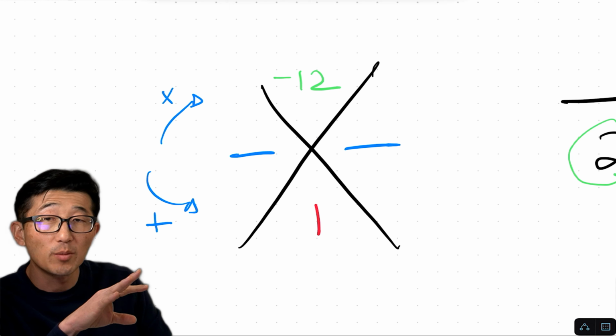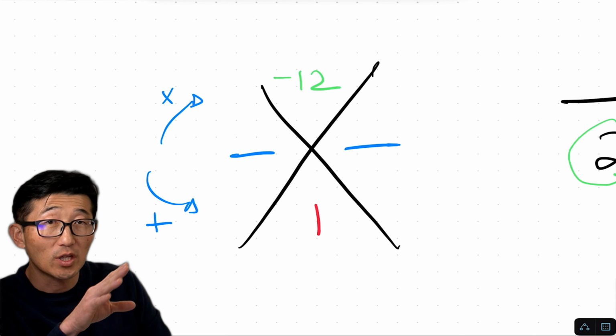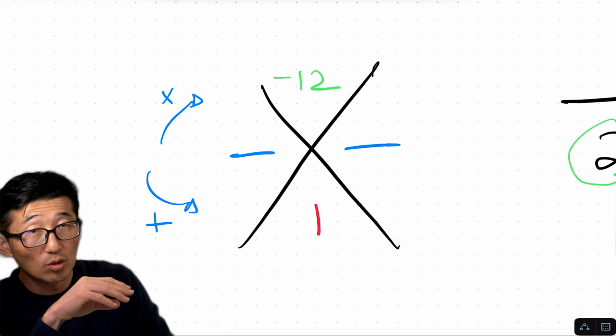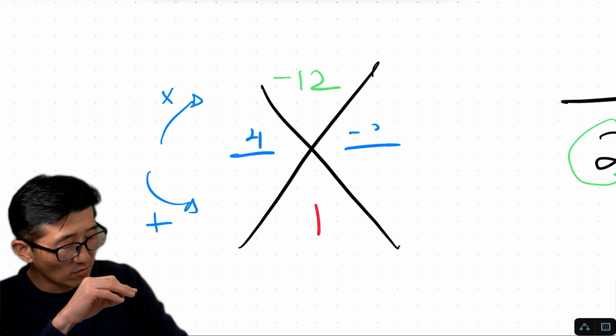But which one's going to be negative? Because 4 times 3 is positive 12. We need to make a negative 12, but add up to 1. So 4 times negative 3. Okay.